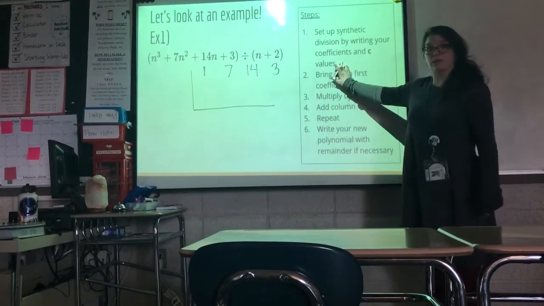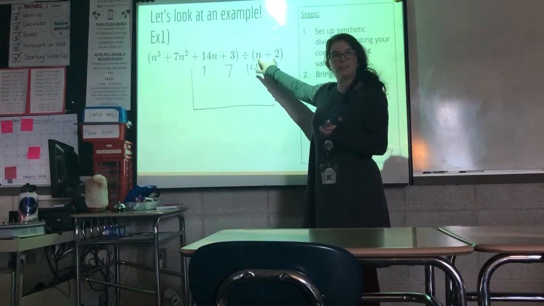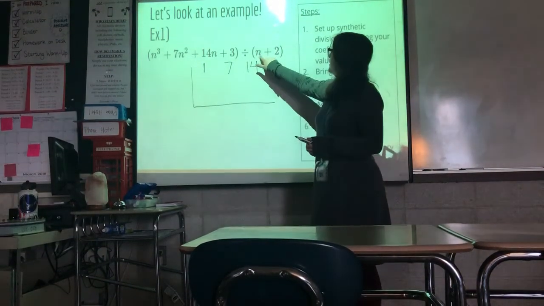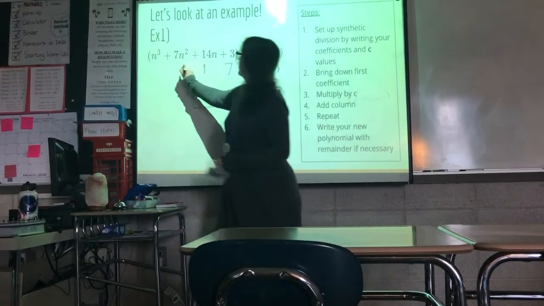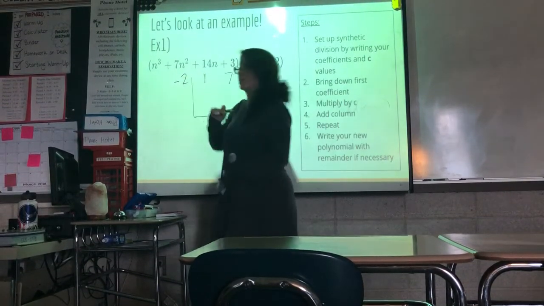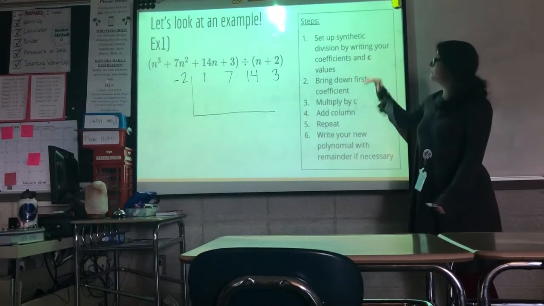This C value is, when I look at this binomial, what value is going to make that 0? If I think about n plus 2, a negative 2 will obviously make it 0, so that's the number that goes outside. That's how we would set up synthetic division.